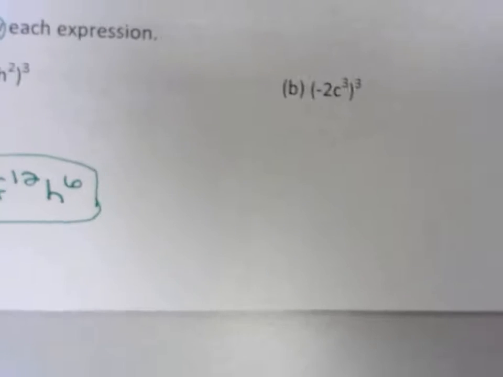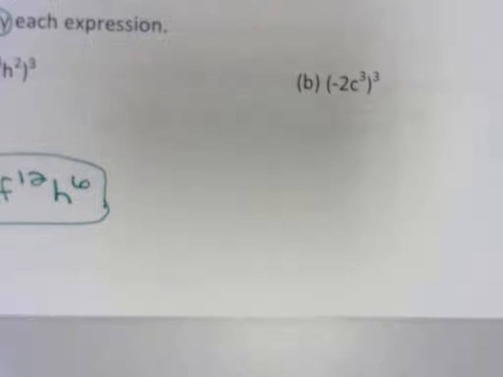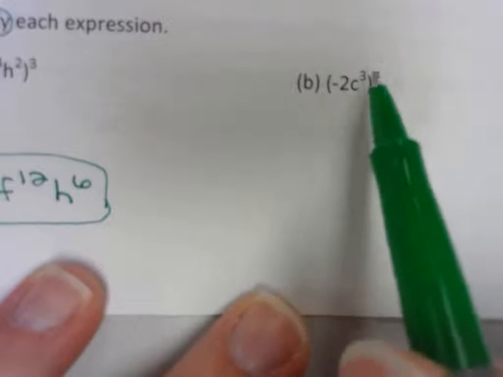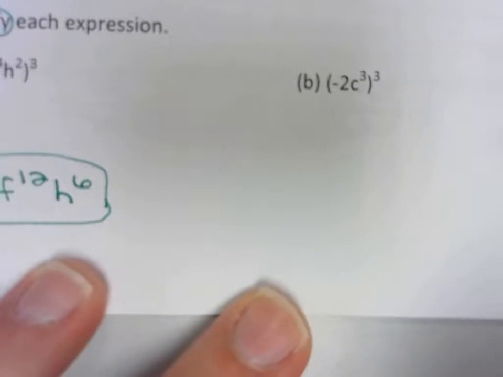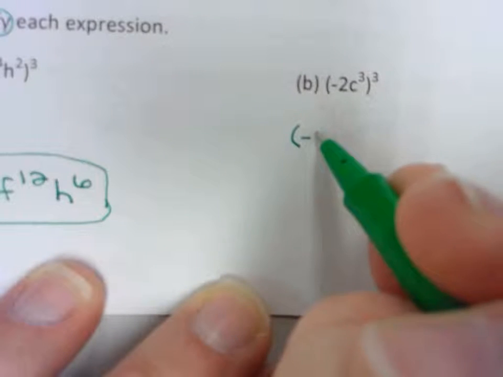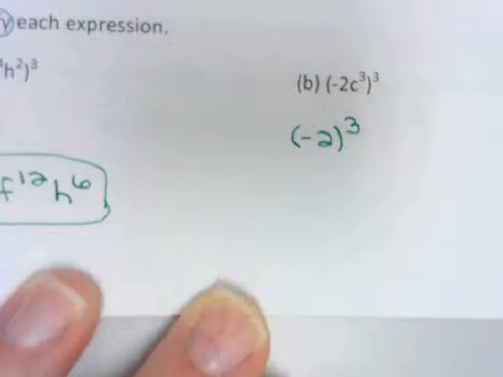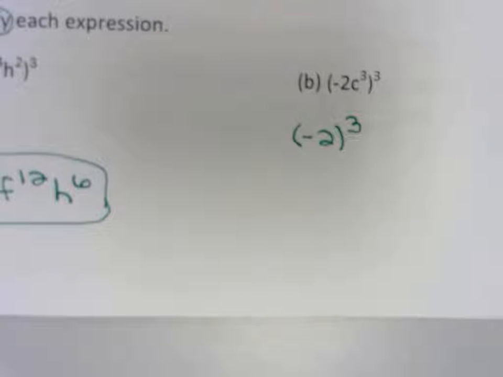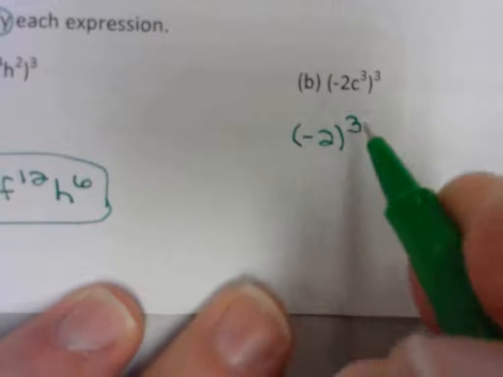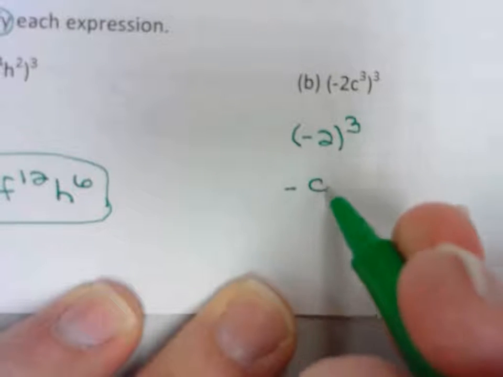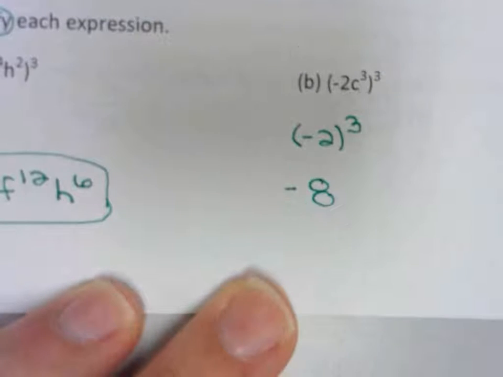Okay, let's look at part B. If I look at part B, I am raising it to a third power. So we're going to treat my whole number outside like normal. So I'm going to take negative 2 to the third power. It is not an exponent. It's a whole number. It's out front, so I just take it to the third power. So what is a negative 2 to the third power? Negative 8. Any negative to an odd power, odd exponent is always negative. So that's a negative 8.